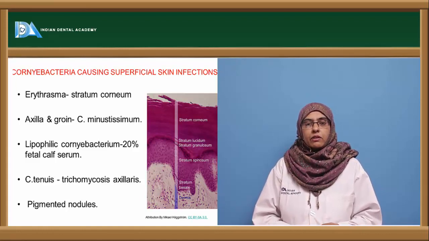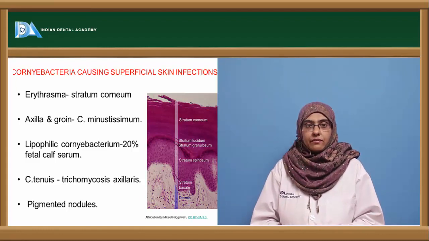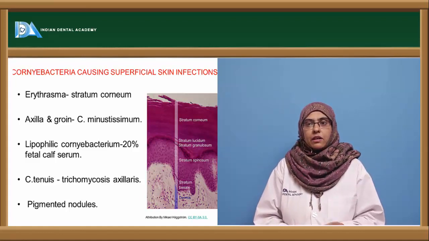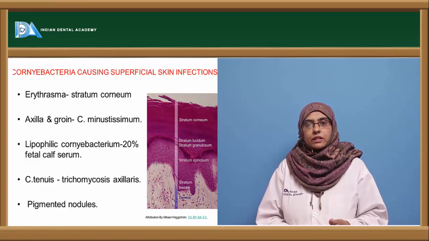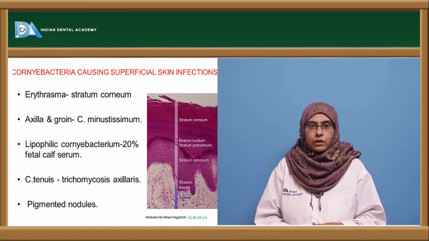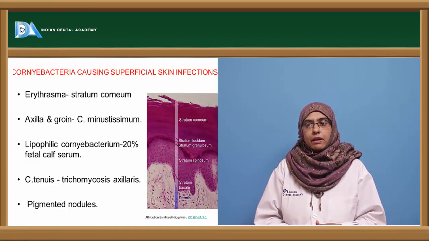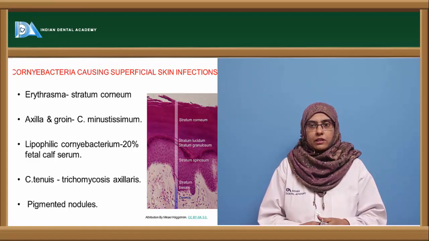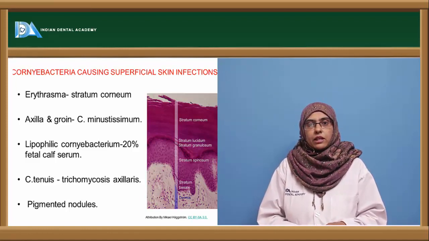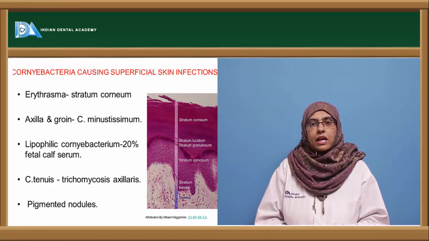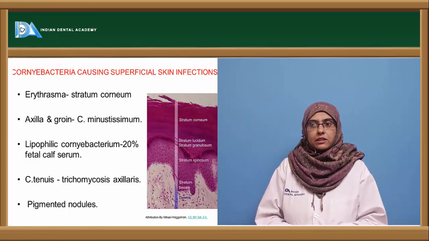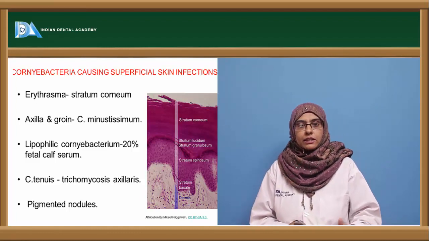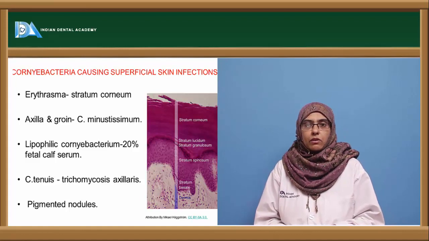The Corynebacterium involved in suppurative or superficial skin infections are the causative agents of erythrasma, which is an inflammation of the stratum corneum, including the axilla and the groin. The organism involved is Corynebacterium minutissimum, a lipophilic organism that grows very well in 20% fetal calf serum. And we have Corynebacterium tenuis, the causative agent of trichomycosis axillaris, which can be identified by pigmented nodules.